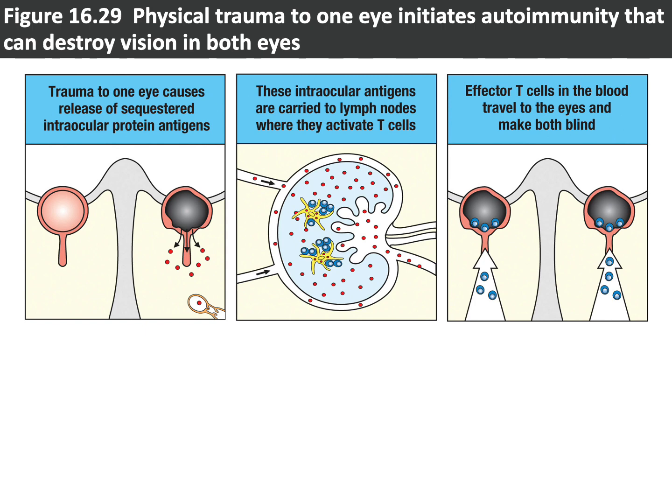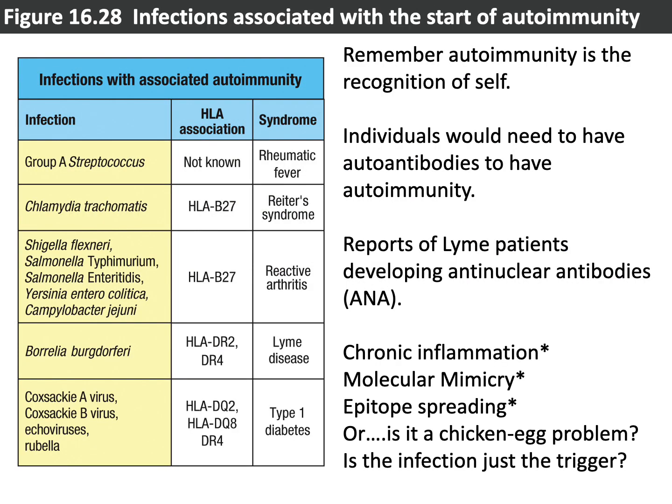And so again, in here, an individual might have lost sight in one eye because of some kind of traumatic event, but now they lose sight in both eyes because the immune system comes in and responds to that tissue as foreign, even though it is self. So there's a number of infections that have been associated with autoimmunity, and I want to remind you that for autoimmunity, you have to have recognition of self. So just because you had this infection doesn't mean you have autoimmunity. It doesn't mean you will have autoimmunity.